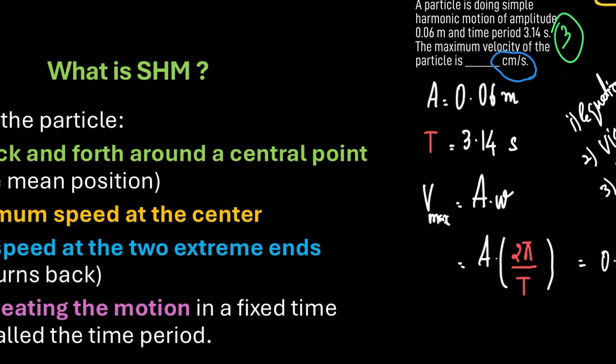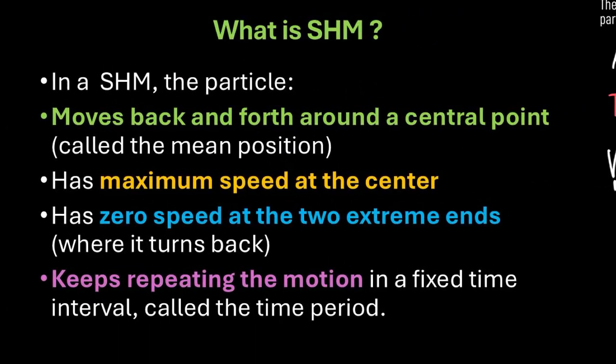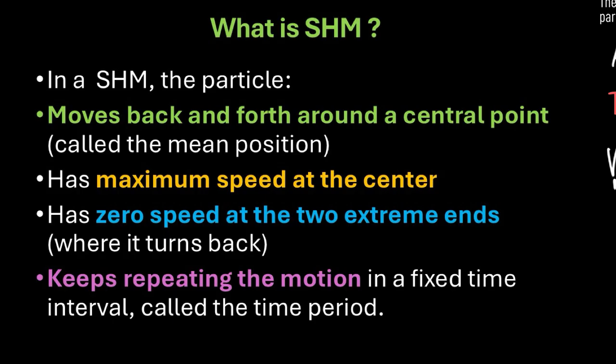Okay. So let's just have a quick recap of what is simple harmonic motion. A simple harmonic motion in simple terms is a motion where the particle moves back and forth around a central point, which is otherwise called the mean position. It will have maximum speed at the center. It will have zero speed at the two extreme ends. And it will keep repeating the motion in a fixed time, which is called the time period.